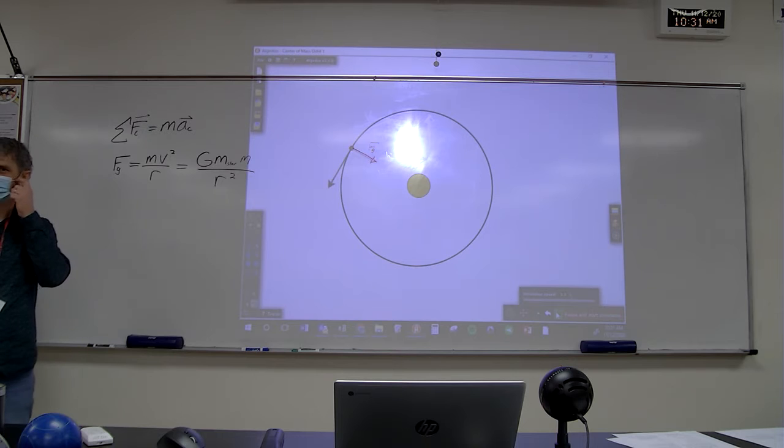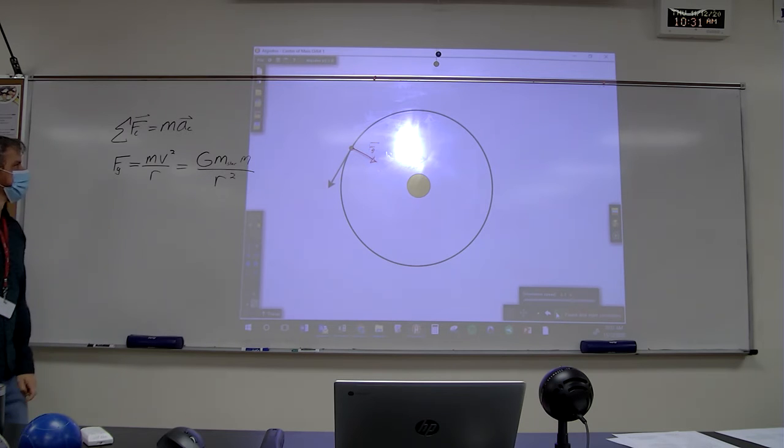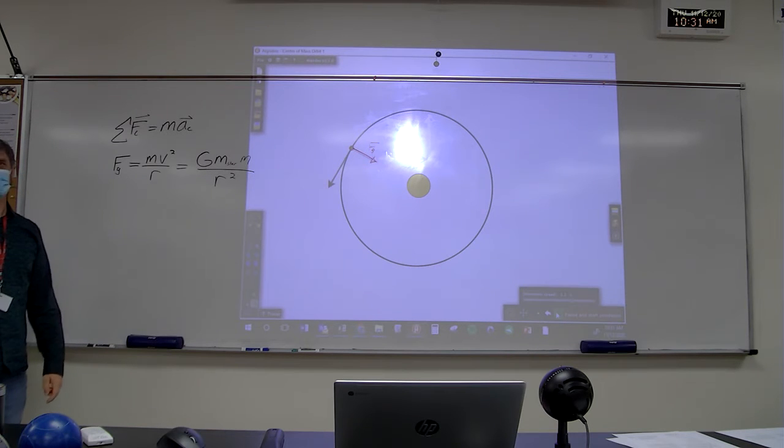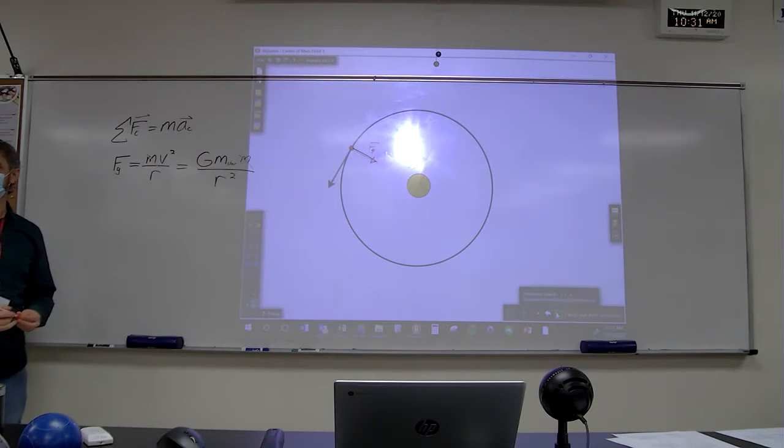That is on the formula sheet. So the planet's mass doesn't matter then? Planet's mass doesn't matter.